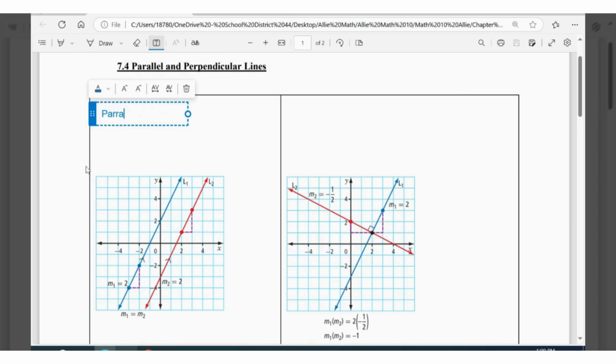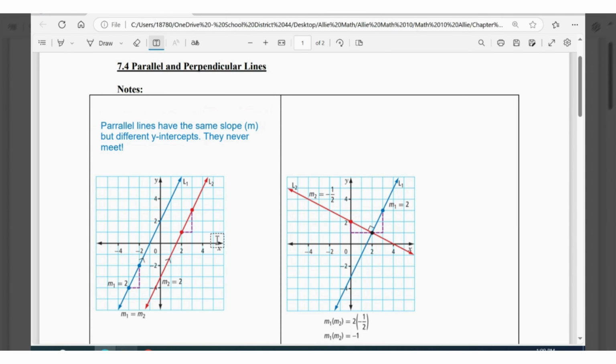So parallel lines have the same slope, m, but different, no comma, but different y-intercepts. So it's like the old joke, parallel lines have so much in common. It's a shame they'll never meet. So they never meet.